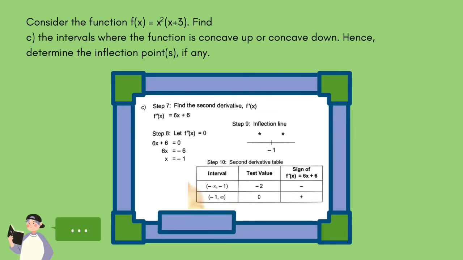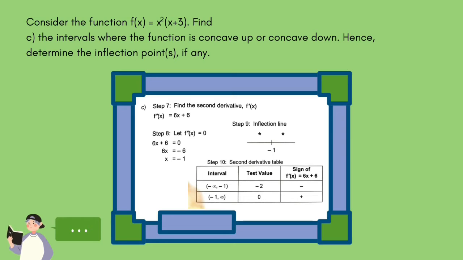So we move on to the next question, which is C question, where we need to determine the inflection points if there is any. So the first step is we need to find the second derivative, f prime prime x. So how to find second derivative? We take the equation from the previous question, f prime x. In order to produce the second derivative, we just differentiate the whole equation all over again. So it will be f prime prime x equal to 6x plus 6. So that's how we find the second derivative.